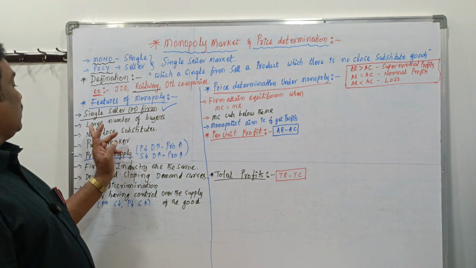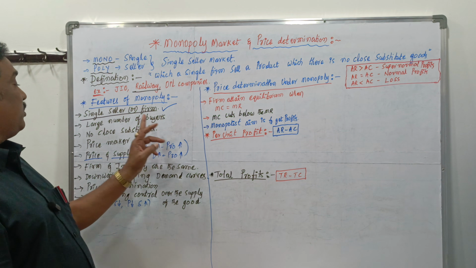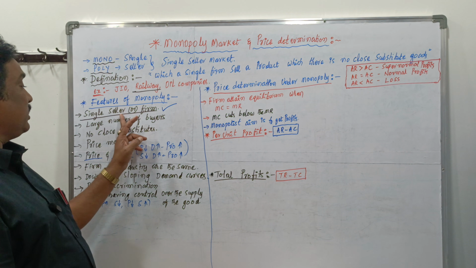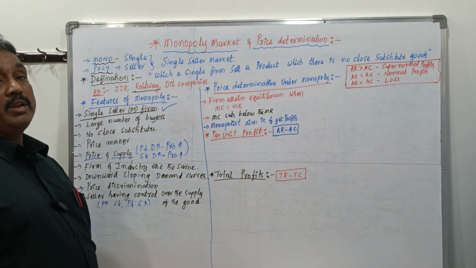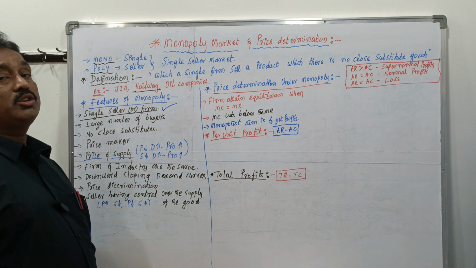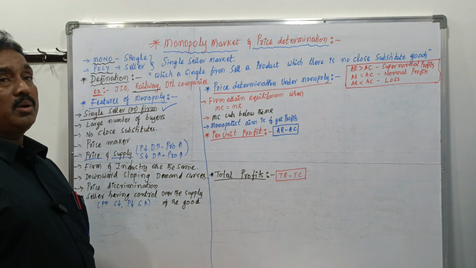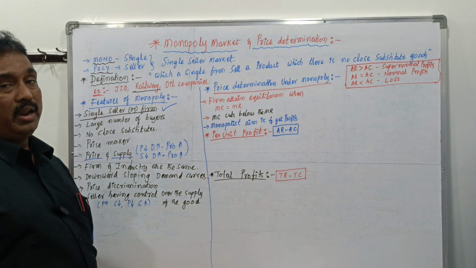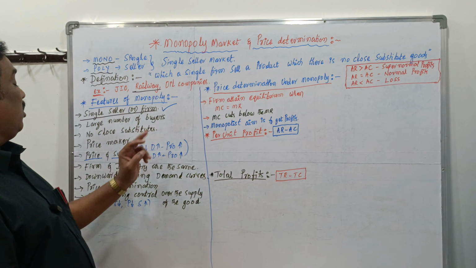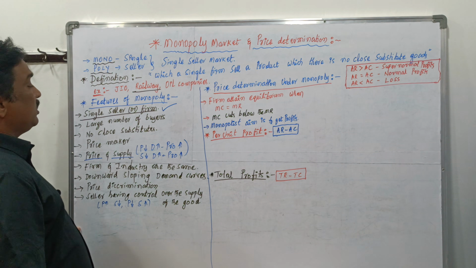And the second one, there are a large number of buyers, but the seller is only a single seller. There is a large number of buyers, but the seller is a single person. This is the second one, large number of buyers.